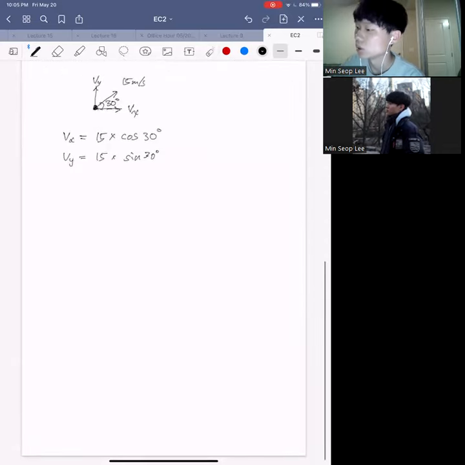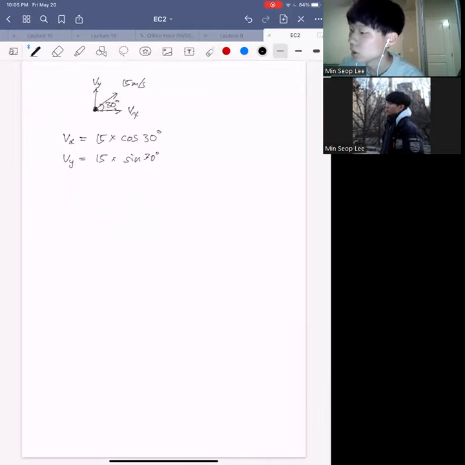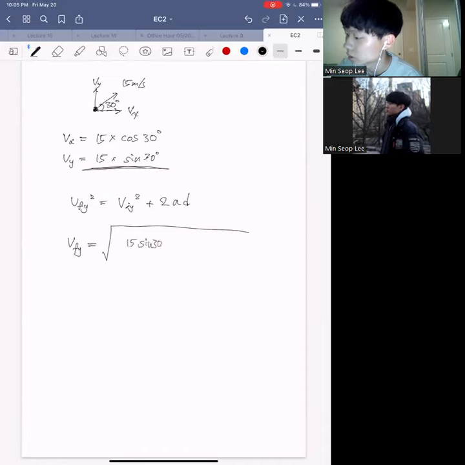So we are going to use the formula v final squared equals v initial squared plus 2 times acceleration times distance. We're interested in VFy, and we already calculated the initial velocity in the y direction. So it is sine 30 squared, times 2, times acceleration, which is negative 9.8. And okay, how can we get the distance?